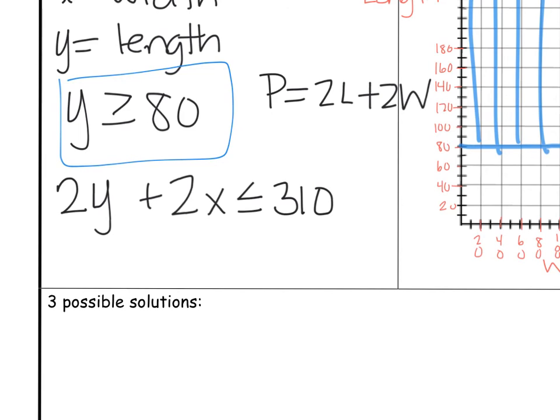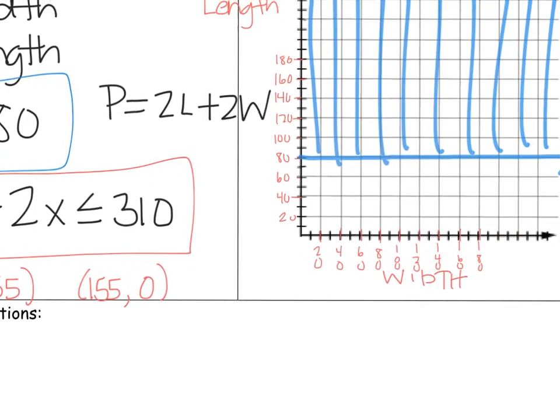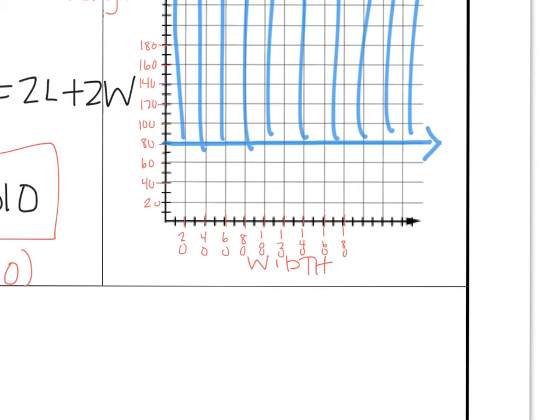The second inequality I'm going to graph is the perimeter inequality. I'm going to graph using the x and y intercepts. So for my y-intercept, when x is 0, my y-intercept is 155. For my x-intercept, when y is 0, my x-intercept is also 155. So I'm going to graph that inequality using the x and y intercepts. So my x-intercept is at 155, which is right about there. And then my y-intercept is also at 155, which is right about there.